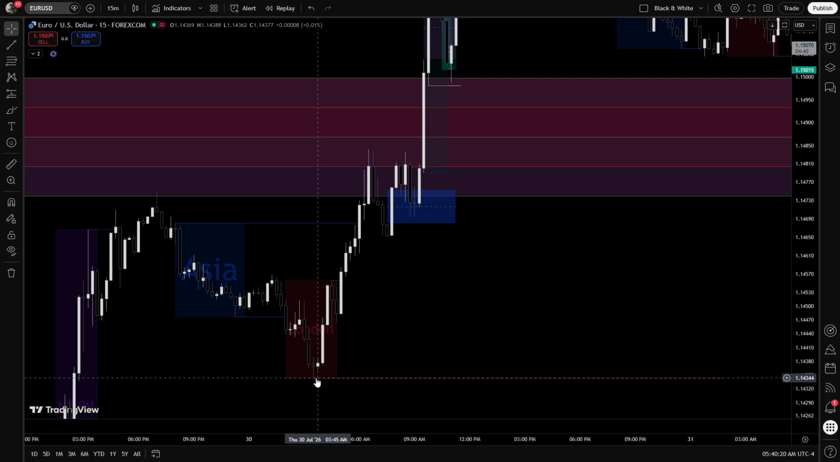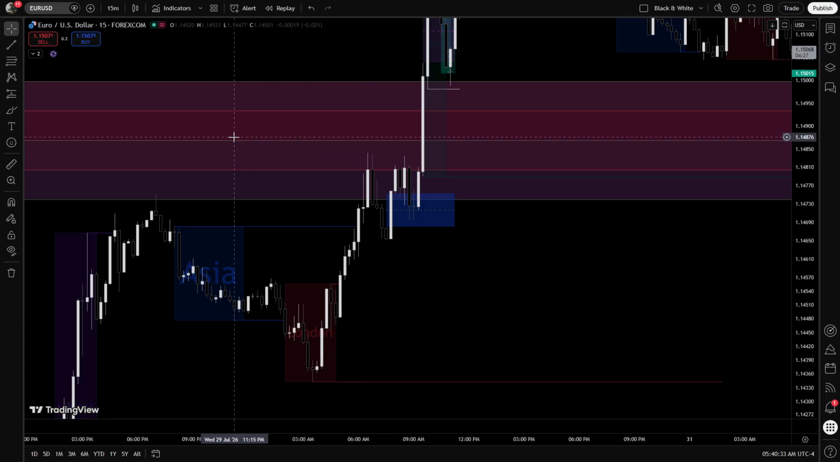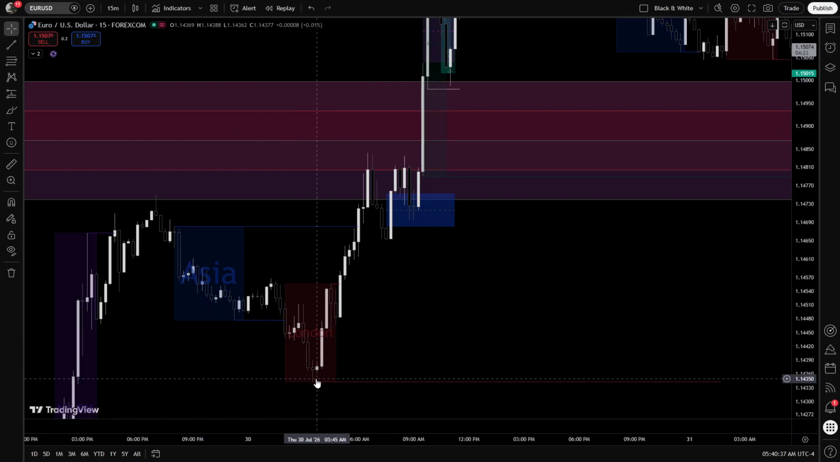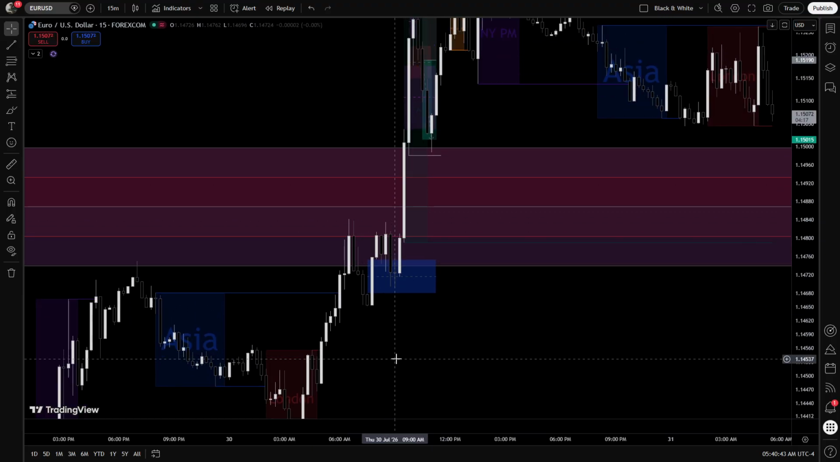Why did this become the draw on liquidity? Because this high is respecting the consequent encroachment of this daily fair value gap. What I'm actually saying is that price is respecting a bearish PD array, which means the bias is gonna be bearish. All right, but as you can see, at the start of 9:30 we started booming upside.